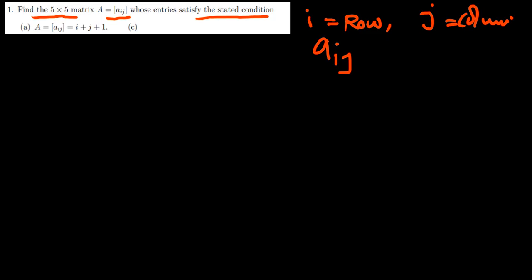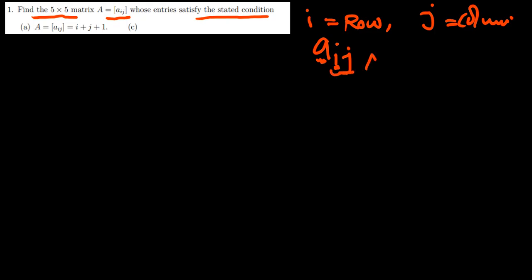Let me explain what the i and the j mean. The i represents the row number, and the j represents the column number. So when they say the entry Aij, they just mean the entry that is in the ith row and in the jth column. That's what this means here.